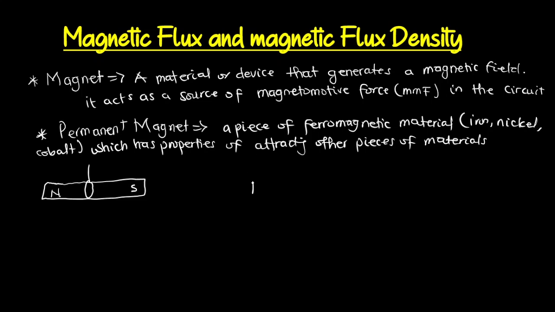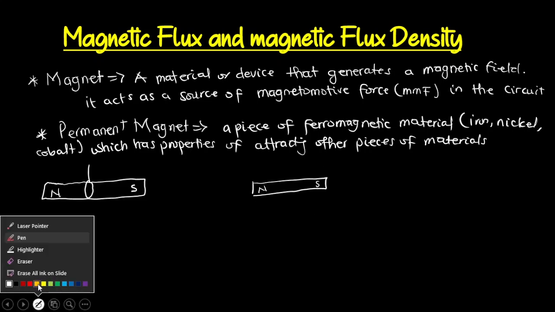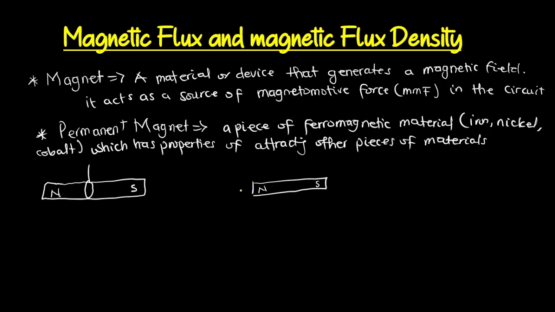If we have a piece of magnet like this, where this is the north and this is the south, how does the magnetic flux move around in this magnetic area? Let's look at the direction of the magnetic flux. The magnetic flux moves from the north pole to the south pole in both directions. So we have north to south, north to south, north to south. This is how it moves.